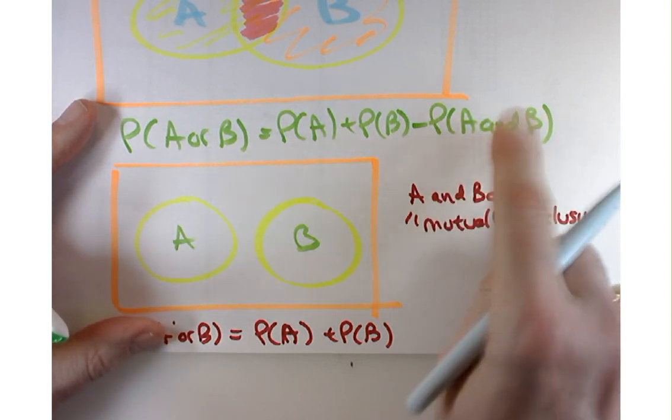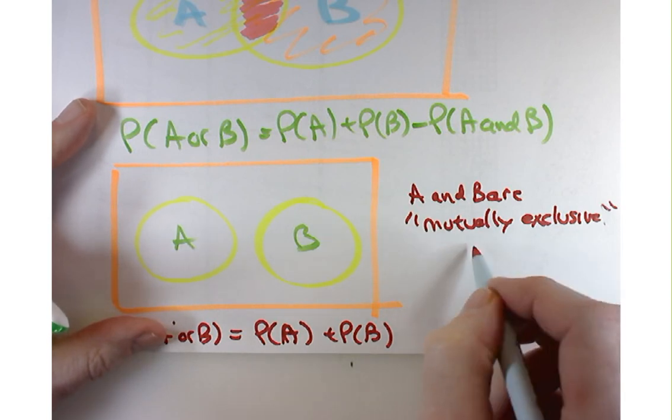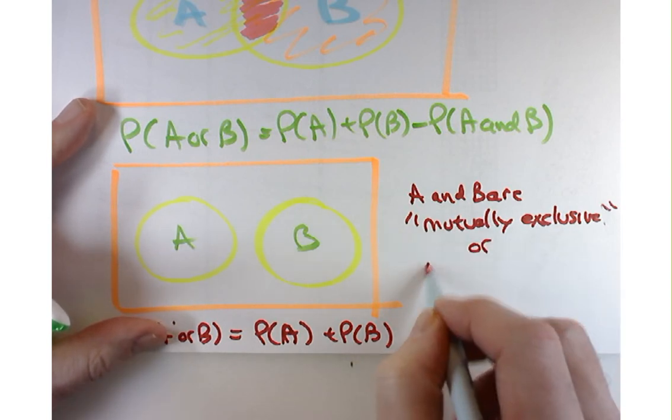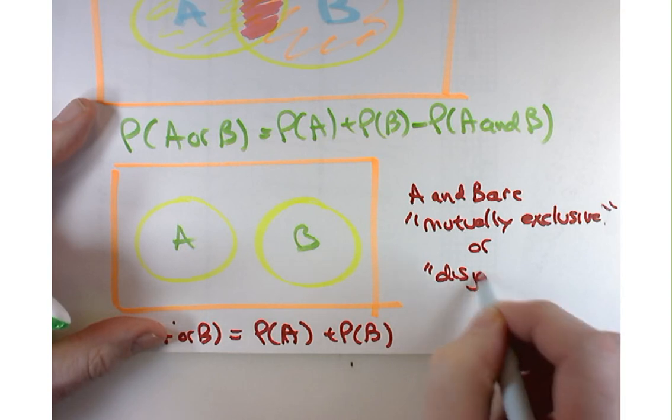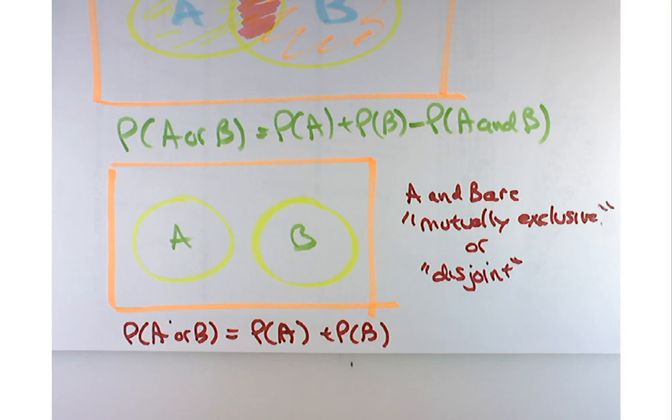They can't both happen. Now there's another name for mutually exclusive, and the book uses this one. It's disjoint. I like mutually exclusive because it's a little bit more descriptive of what's going on here. Basically saying if one happens, the other one's excluded from happening. They can't both happen. One excludes the other. So that's what's going on here.